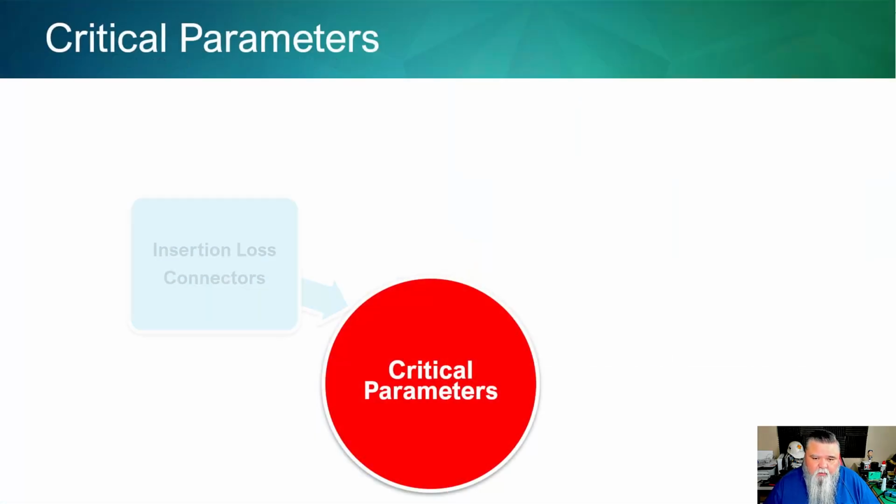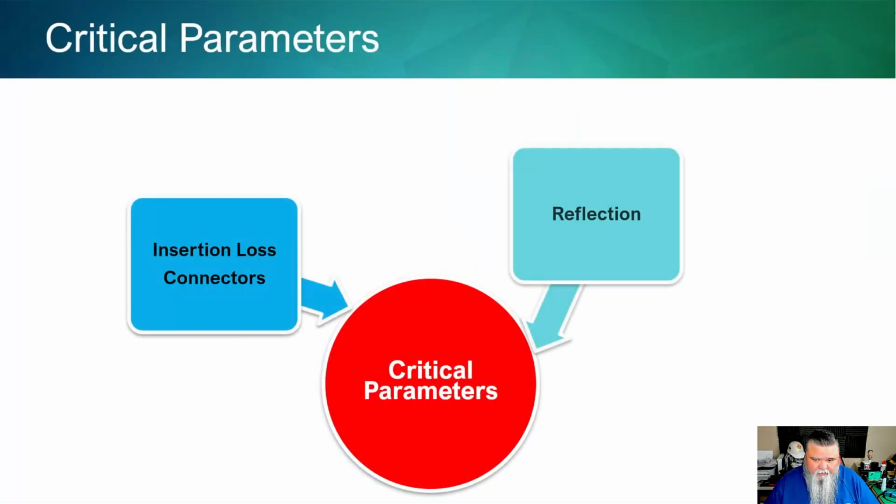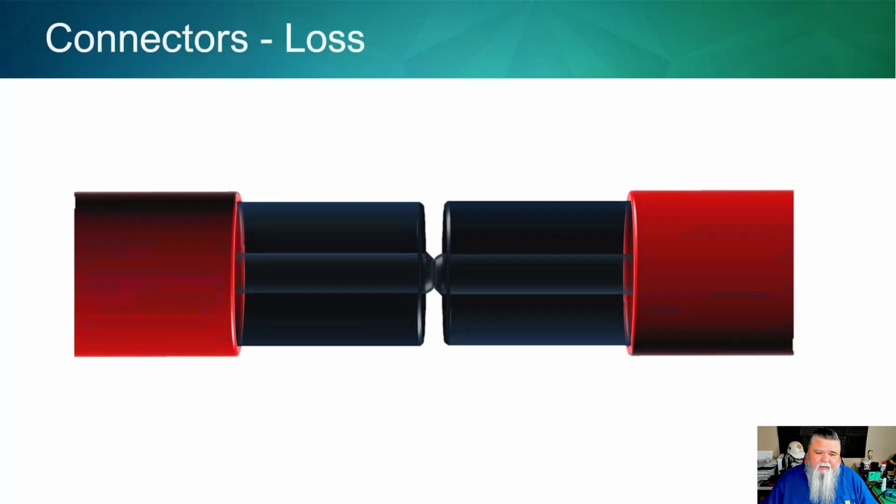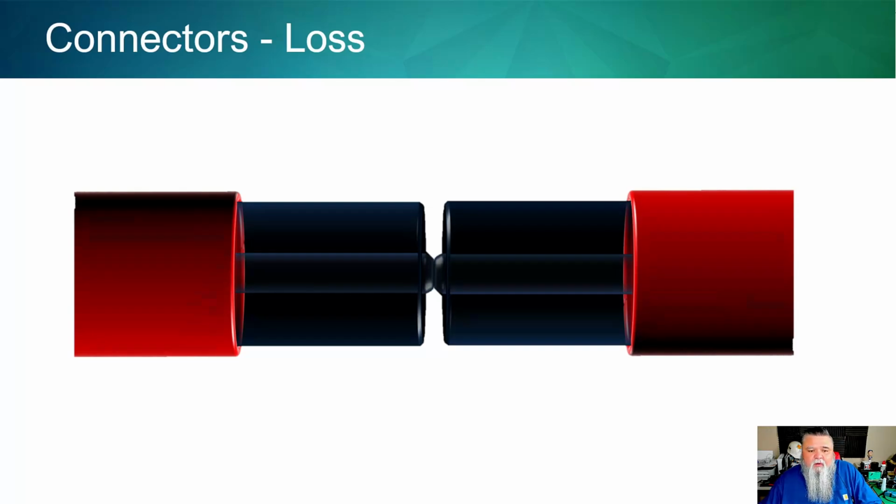When it comes to connectors, we have two critical parameters that we look at: insertion loss and reflection. In this video, we'll be concentrating more on reflection, but it is important to understand the difference between the two from a high level. Insertion loss is really easy to understand. It's how much light are we losing going across that connection, across that splice.